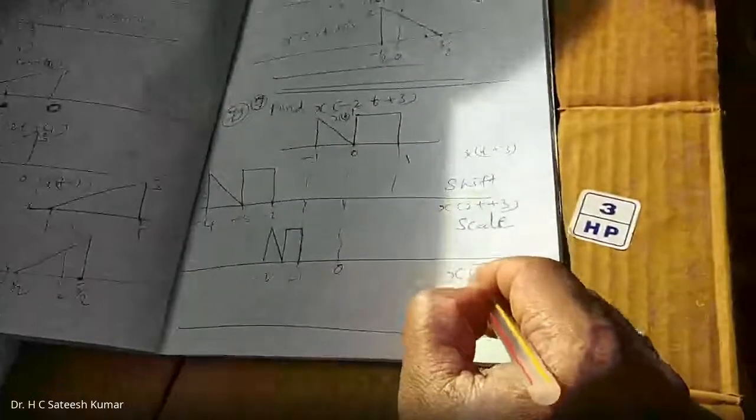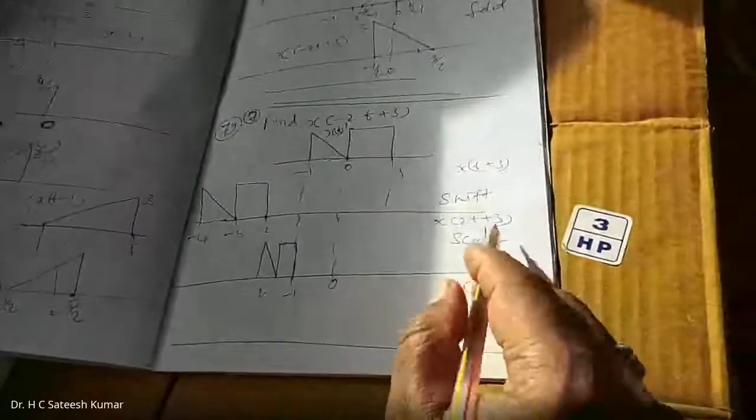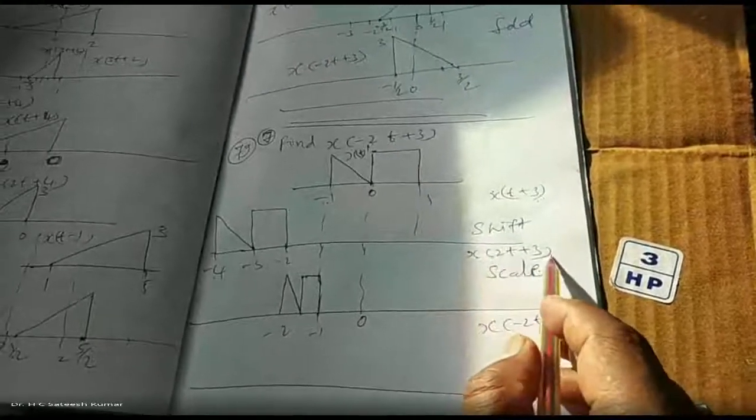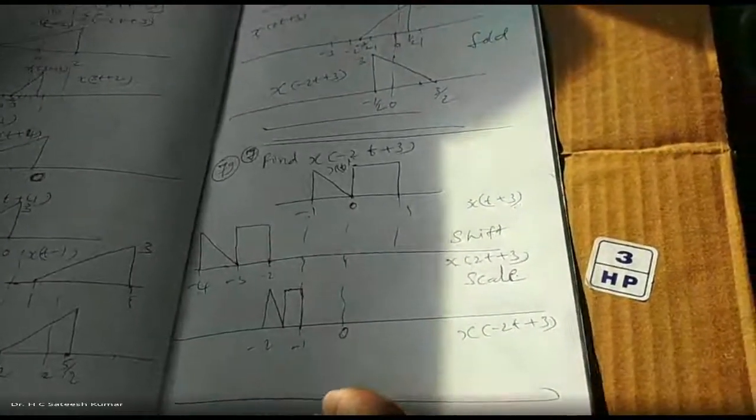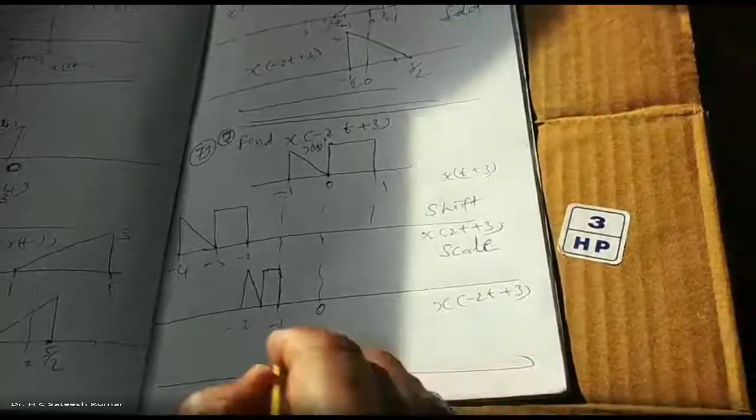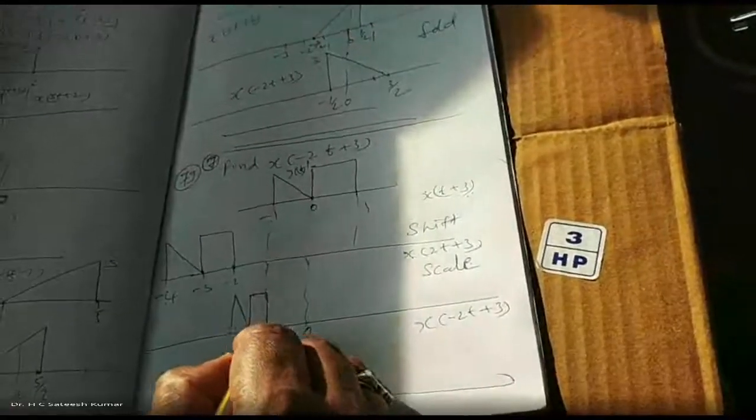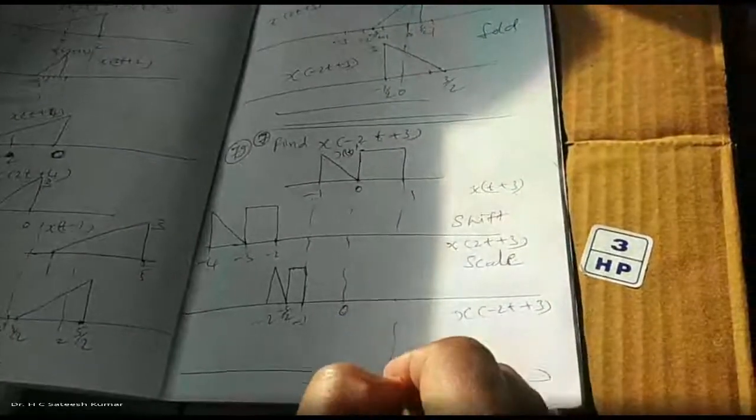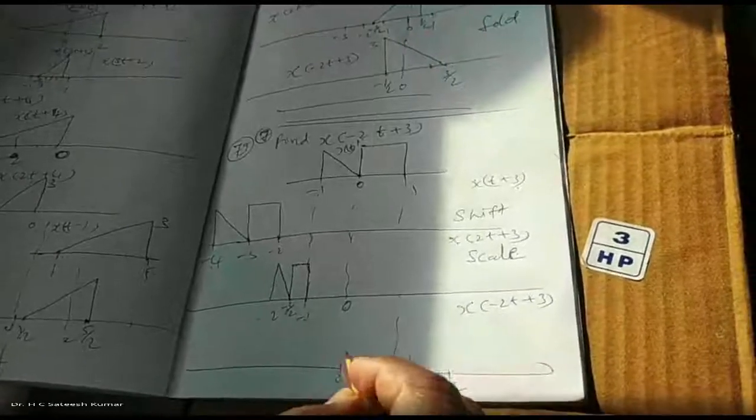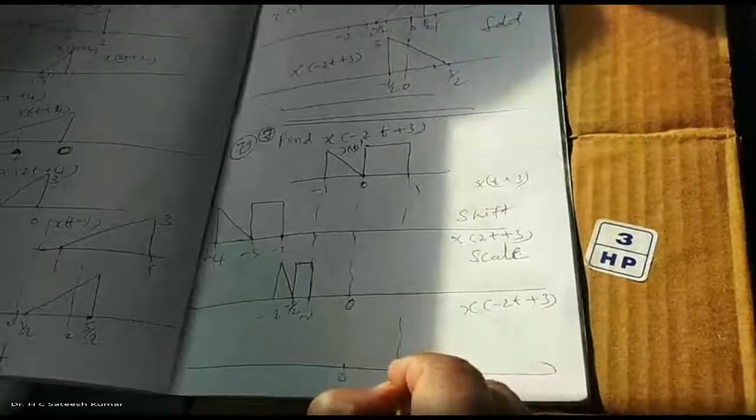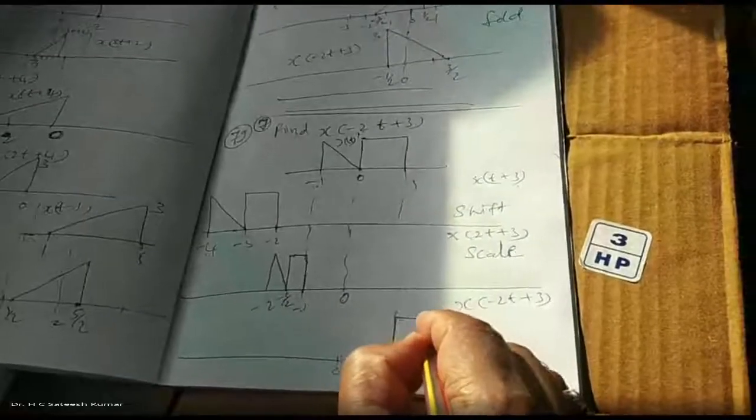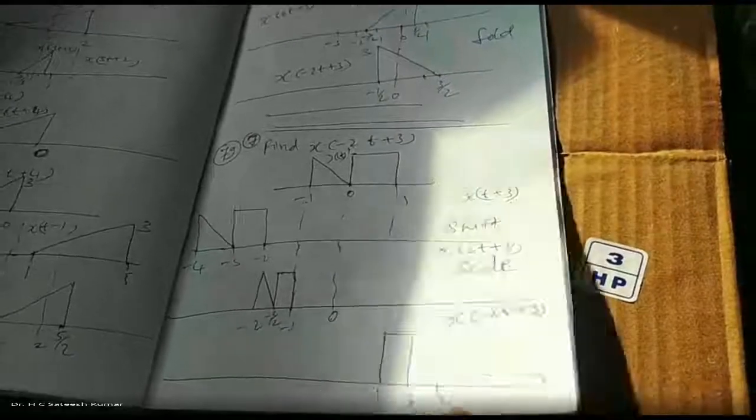Then fold it. What we have is x of minus 2t plus 3. That means folding the x of 2t plus 3. That means replace t by minus t in x of 2t plus 3. See, 0 will remain 0. Minus 1 will go to plus 1. And this is minus 3 by 2, and minus 3 by 2 will go to plus 3 by 2. This is 1. This is 2. And this minus 1 will go to plus 1. And minus 3 by 2 will come to 3 by 2.